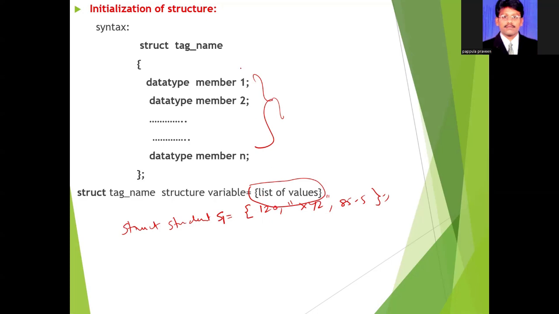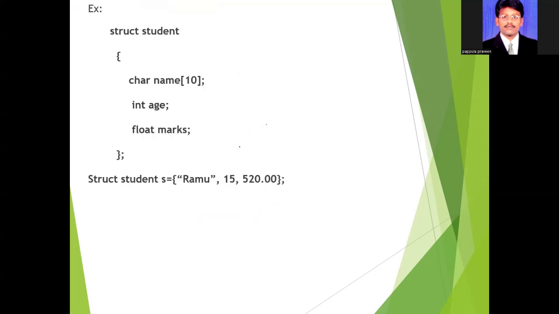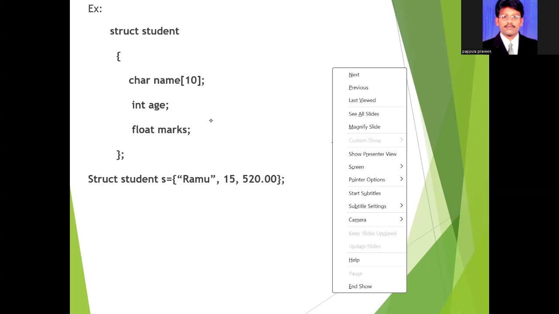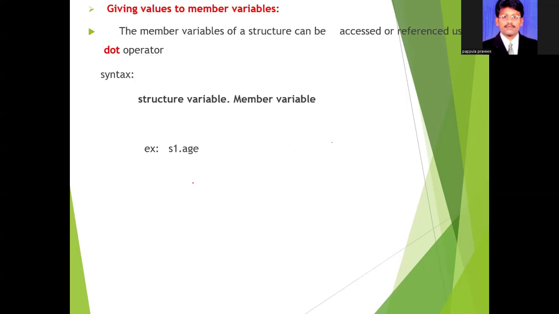S1, what are the fields of S1? One is the name, the other one is the roll number, the third one is the average mark. So directly we assign the values to the structure variable. So here Ramu is the name of the student, 15 is the age, and 520 is the marks. Okay. And now, how can we access the structure members using the structure variable? Using the dot operator.